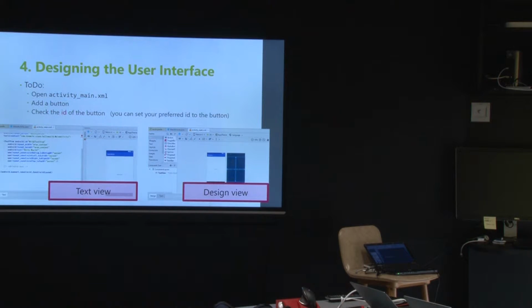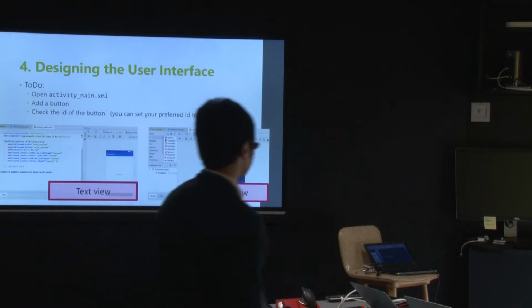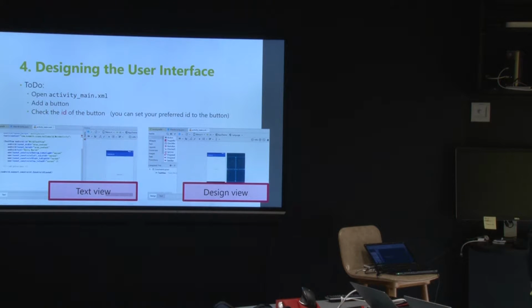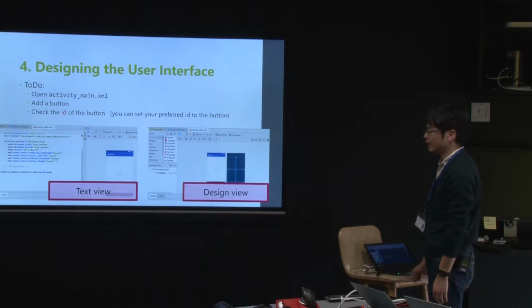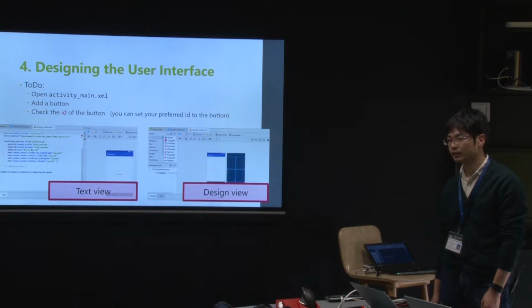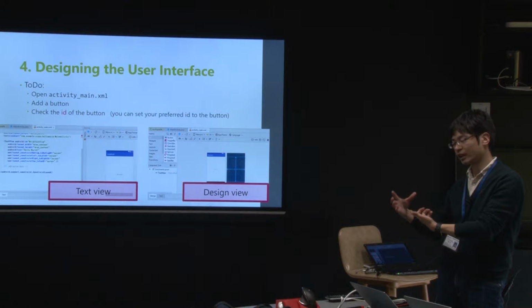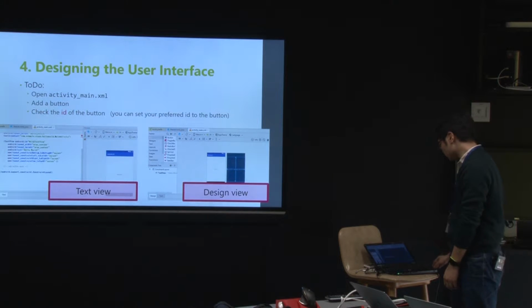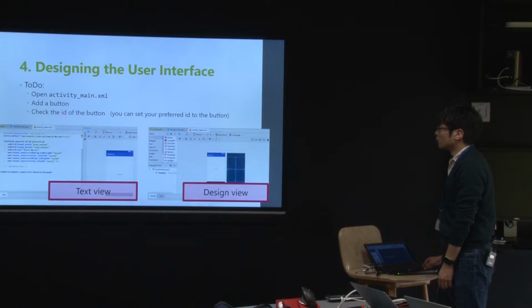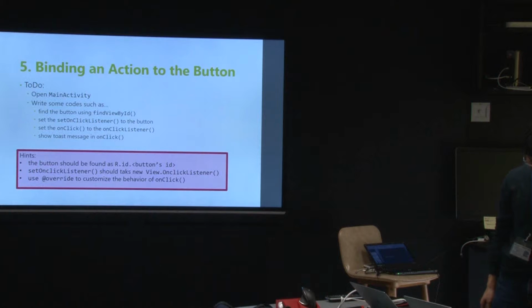Okay. So we can design it. Please put your button in your preferred place. The place is not important for now. And then we want to add a function to the button. Like when you tap the button, a message will appear, something like that. Okay, just write the code.